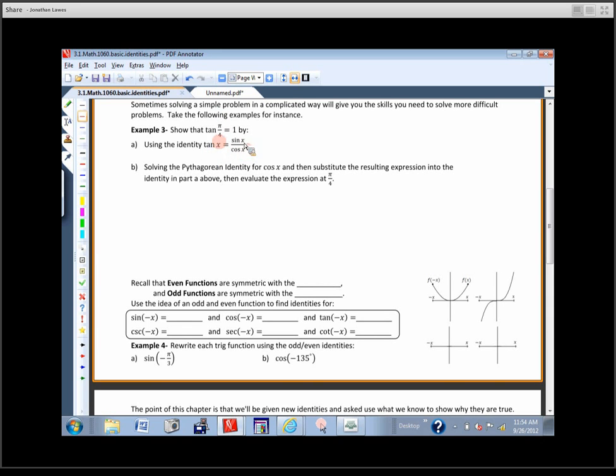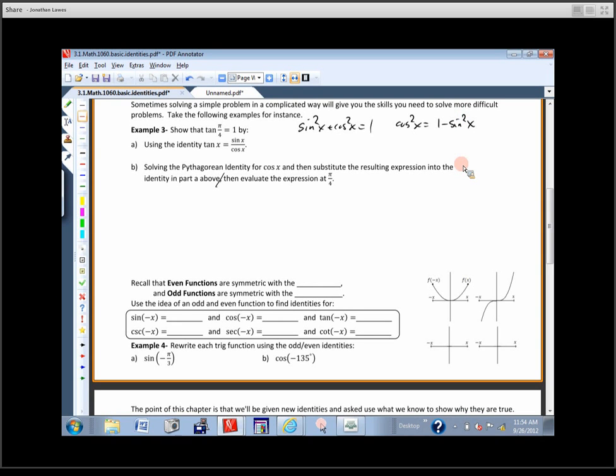Okay, so we've got this guy right here. And it says, solve the Pythagorean identity for cosine and then substitute the resulting expression into the identity in part A above. So let's go to there, right to that comma. Take the Pythagorean identity and solve it for cosine. So I'm going to do some work up here. So it's sine squared x plus cosine squared x equals 1. It says solve for cosine. So we already did this up above. Cosine squared of x equals 1 minus sine squared of x, right?